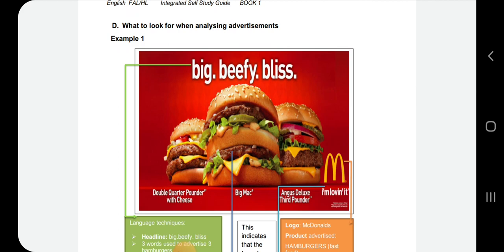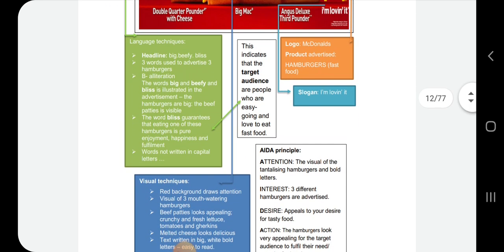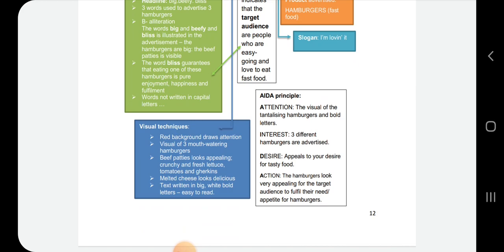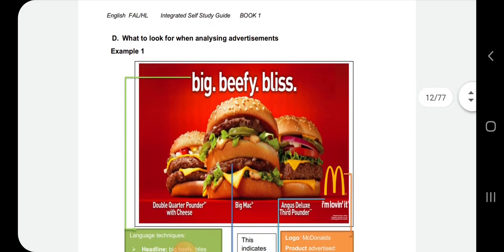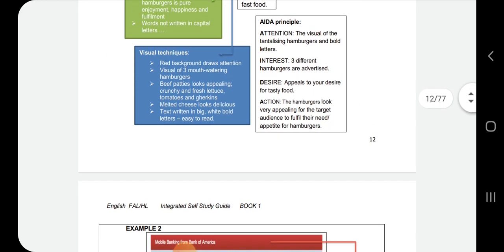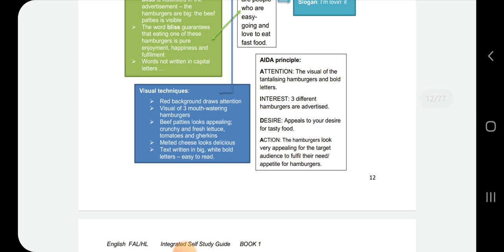It's either the big 3 burgers or the big beefy bliss heading when you first look at it. And then interest is that you're looking, these 3 different hamburgers are grabbing your attention. Like, wow, I could get myself one of these. And then when you see the contents of this burger, it creates a desire in you that, oh, this must be very tasty. Look at that beef patty. And then the hamburger looks very appealing for the target audience to fulfill their needs.